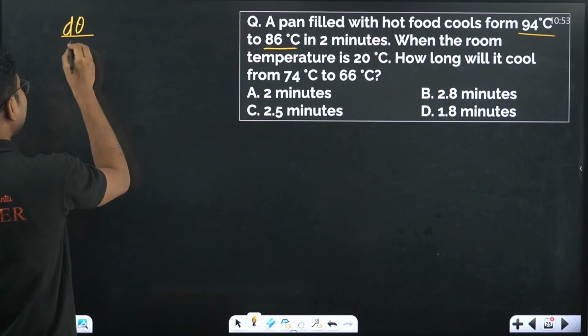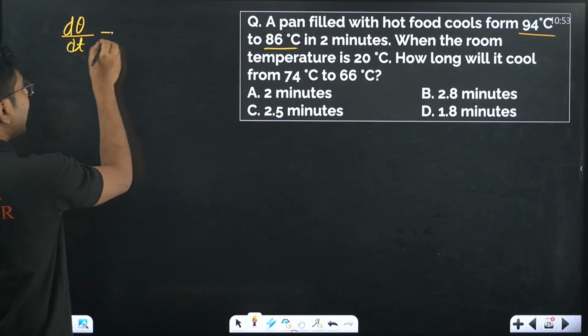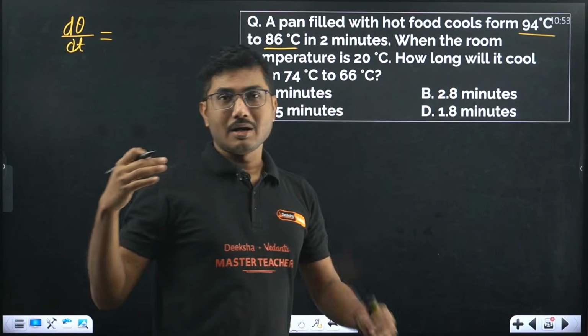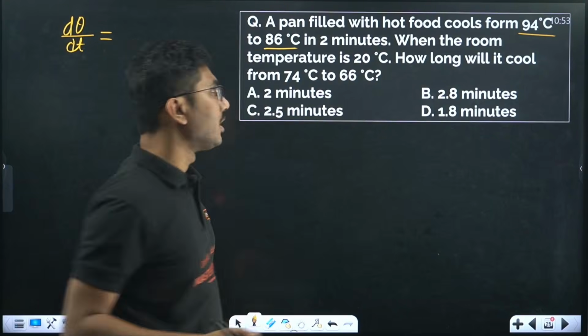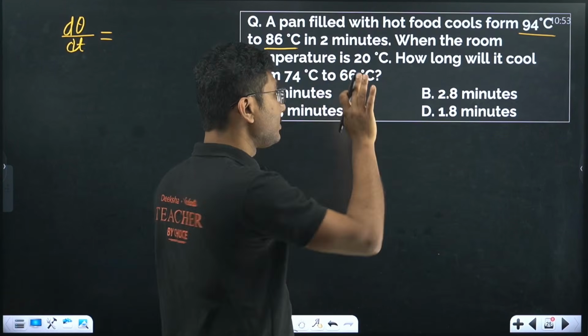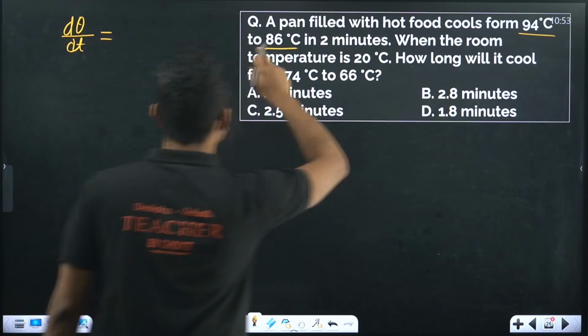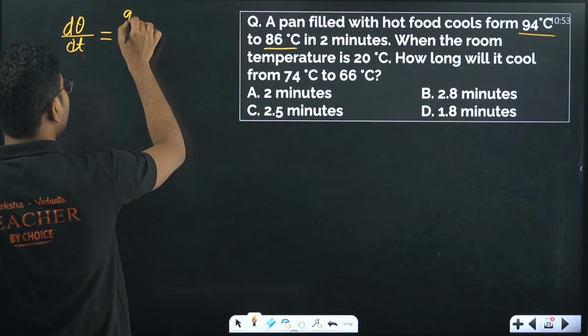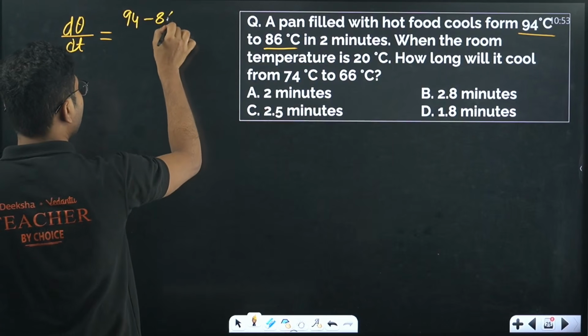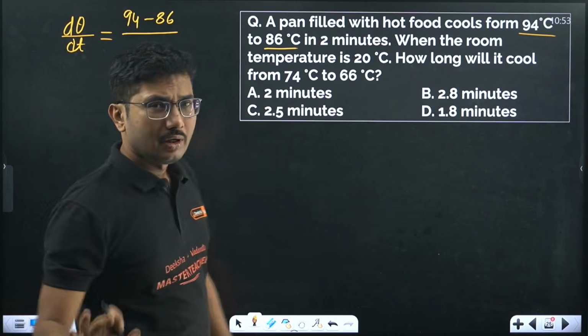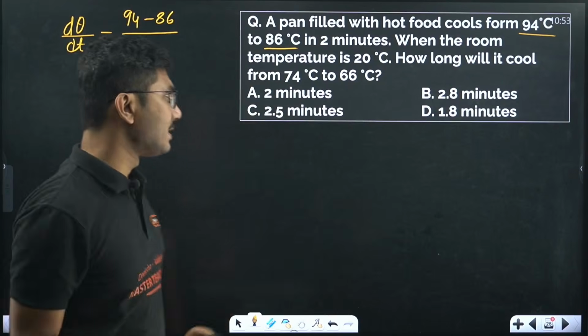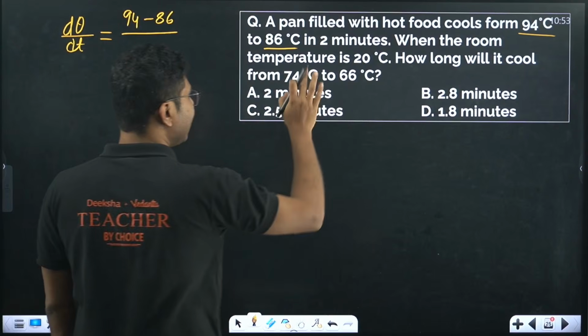So I told you d theta is the difference in temperature when we calculate from where to where it cools down. But this is not the room temperature. Remember, this is not the room temperature. So 94 is the initial temperature and 86 is the final temperature, and we will use it in degree Celsius only. No need to convert any units in this kind of problems.